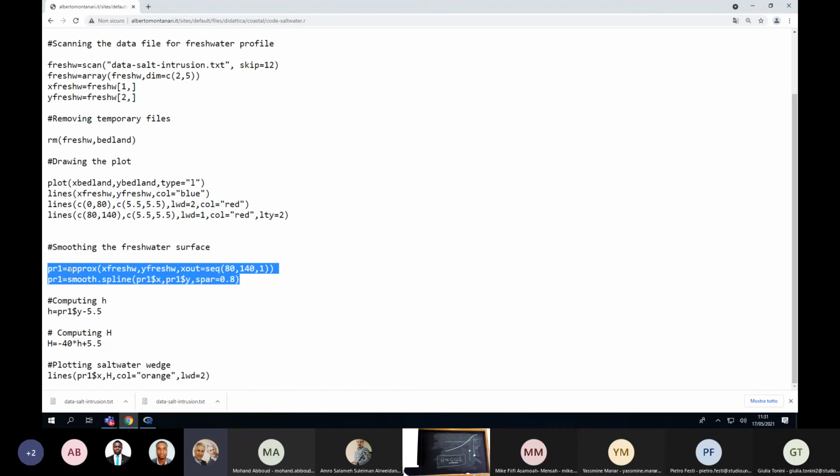And just look at the help for these two instructions. But basically, the first one allows you to transform your freshwater profile into a vector which is longer. You see that basically it's a vector that counts 80 coordinates here. And the reason is that I want to increase the resolution.